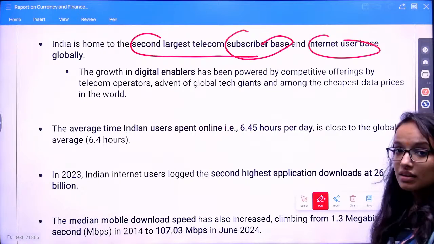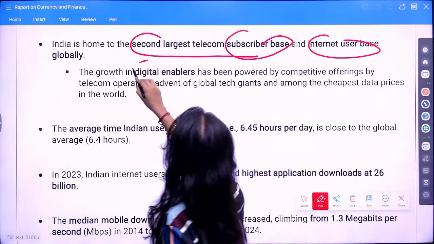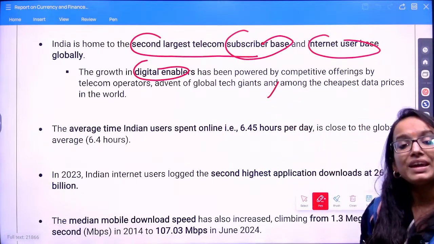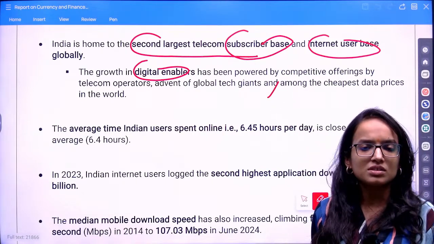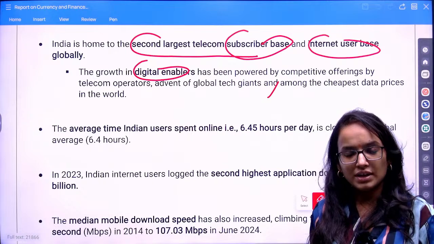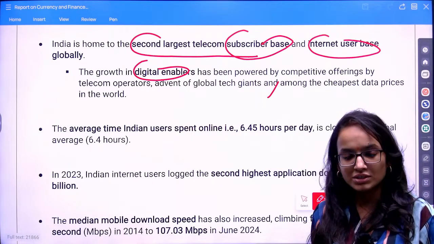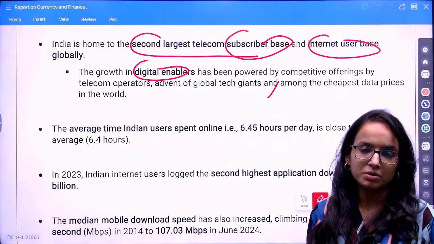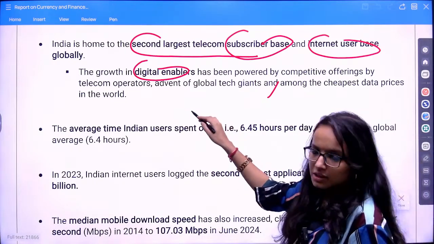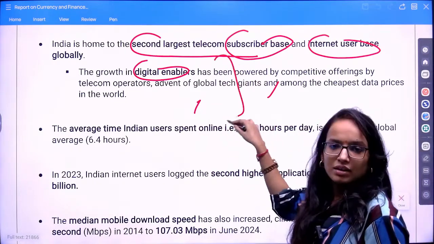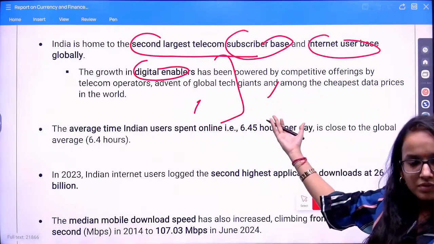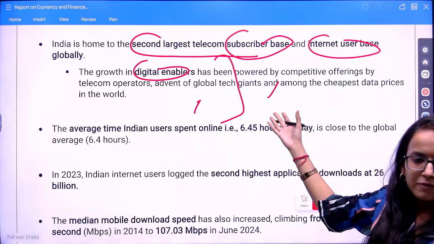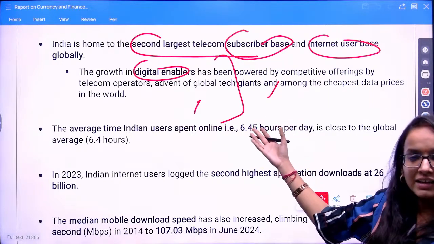The growth in digital enablers. Why are we able to achieve this? Because of digital enablers like AI, artificial intelligence, and the Internet of Things. We have been able to integrate these technologies in all spheres of the economy, right? These digital enablers have helped in the telecom industry, the mobile phone industry and all other industries, where we have been able to integrate AI, IoT and more.